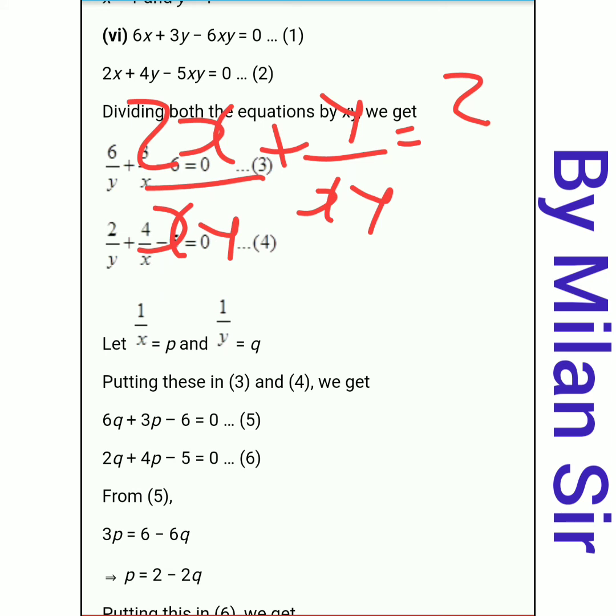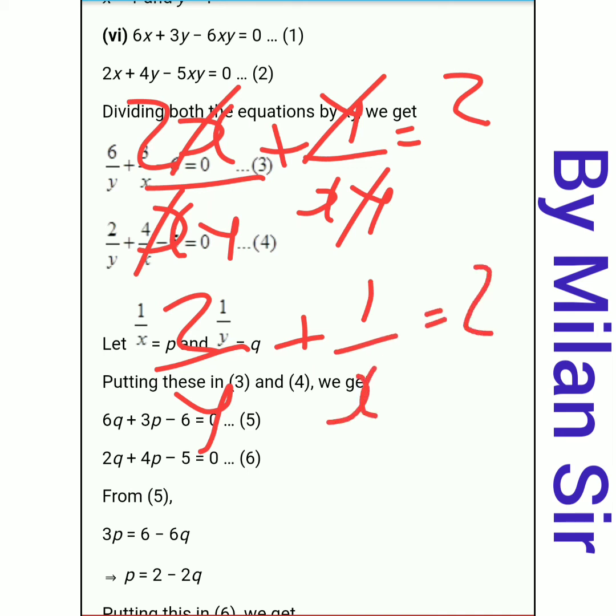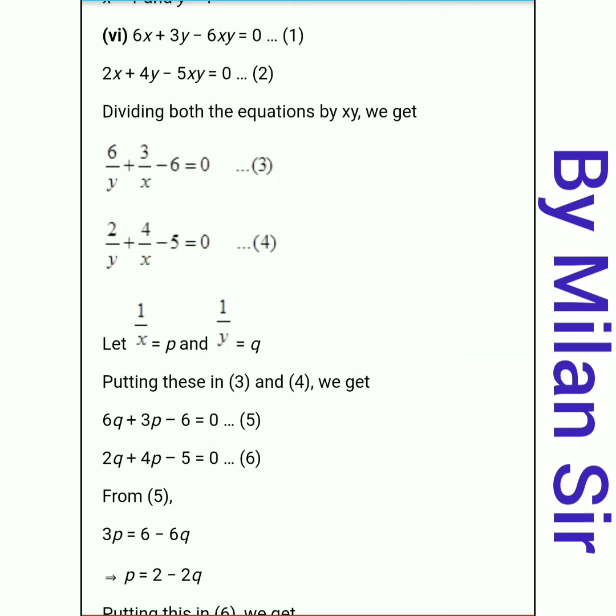Okay, xy is transferred to the left hand side. So x cancels, y cancels. So here we have 2 upon y plus 1 upon x is equal to 2. Now we can assume 1 upon y is equal to q and 1 upon x is equal to p, right? First of all, just write down this second equation.